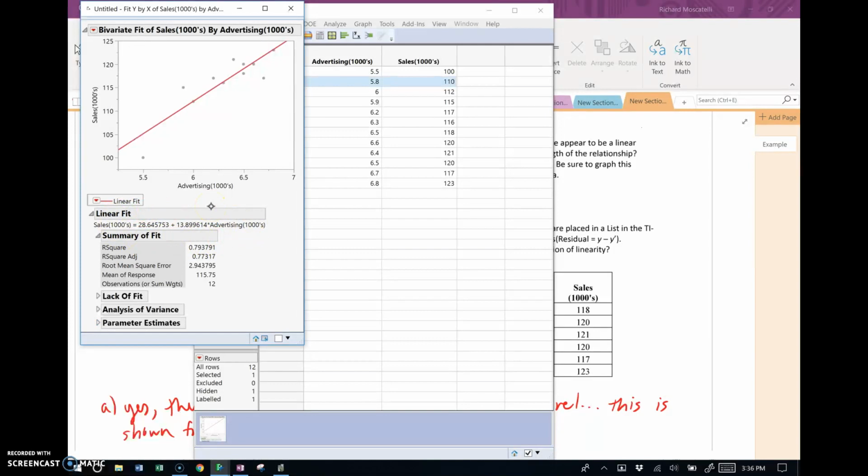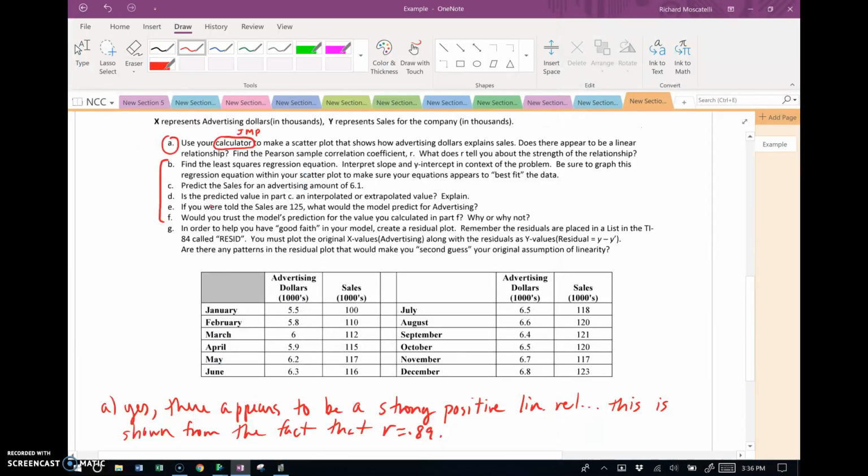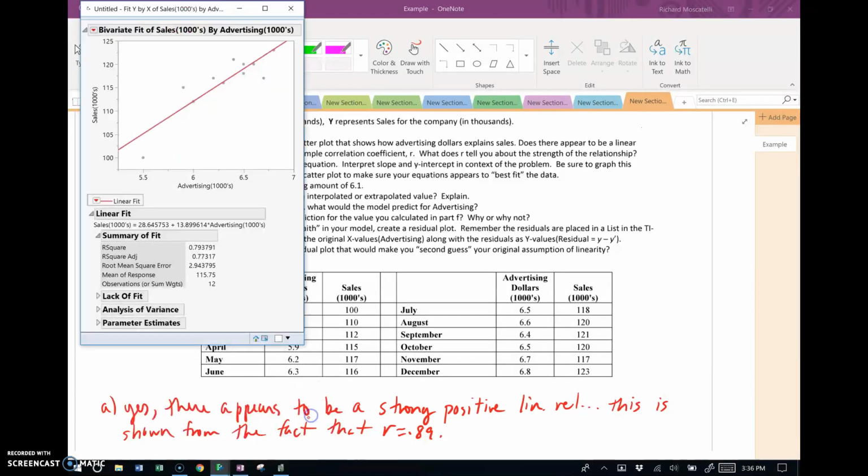So what I'm going to do is go back to the question right now. Letter B says, find the least squares regression equation. And then it asks me to interpret the slope and y-intercept in the context of the question. And it says, be sure to graph this regression equation within your scatter plot. All right, well, JMP does that automatically. That's for my daytime students that are face-to-face, and we're using the TI graphing calculator. It doesn't do that automatically. You have to actually ask it to do it. But you can see the line right there is graphed, and you can see it.